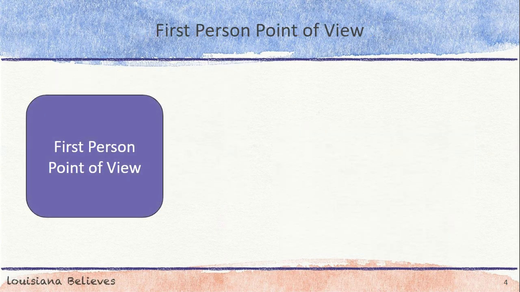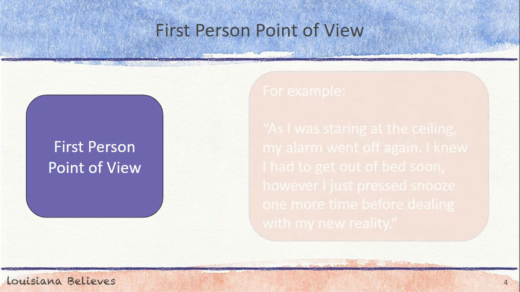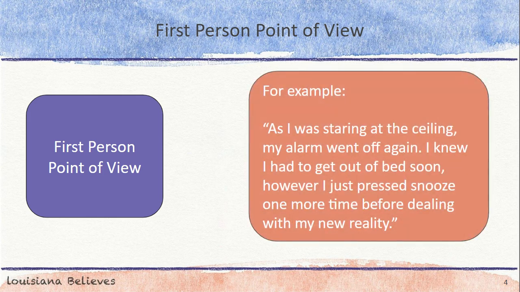First person point of view is when the narrator, the person or character telling the story, uses the pronouns I, me, my, us, our, we. In first person, the reader may know what other characters are saying and doing based on what the narrator describes, but the reader will only know the thoughts of the narrator. For example, as I was staring at the ceiling, my alarm went off again. I knew I had to get out of bed soon. However, I pressed snooze one more time before dealing with my new reality.